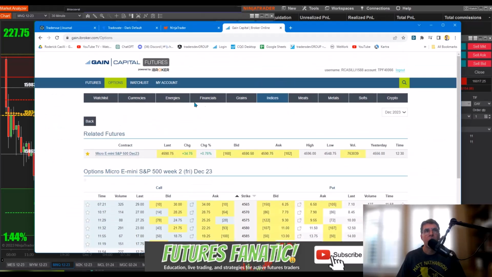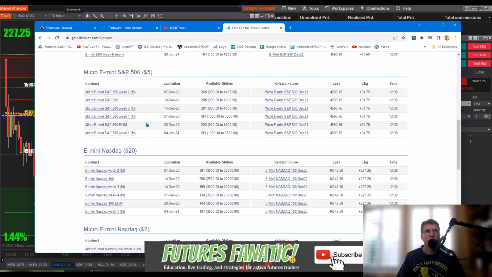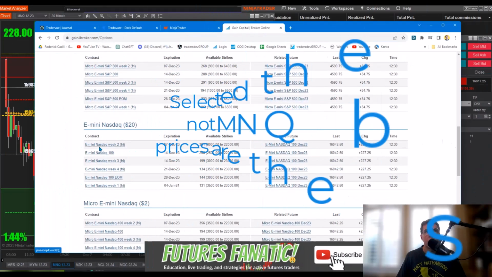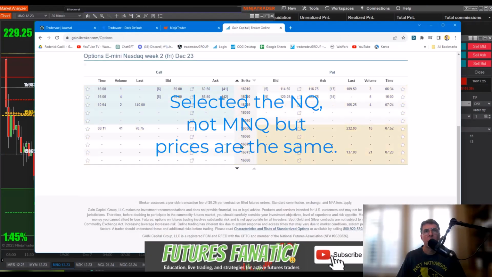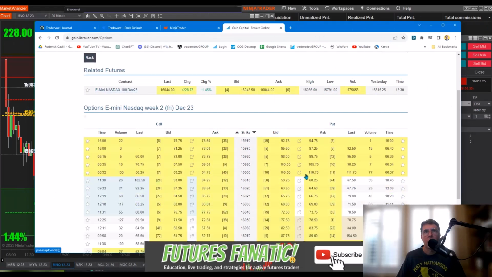So that's the MES. Let me go get the MNQs. I'm trading them on Interactive Brokers, but I'll show them to you over here. So this is the one I want, and let's hope it brings in the strike. Okay, so right here is what we're looking at. I know that it's flashing a little bit of yellow, but essentially the bid is 55.